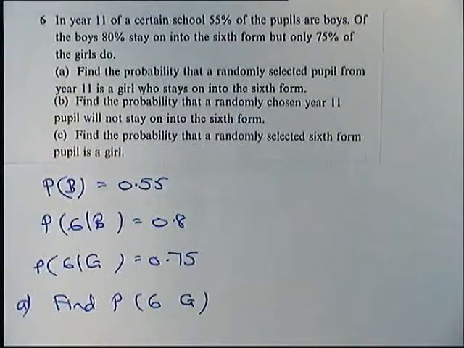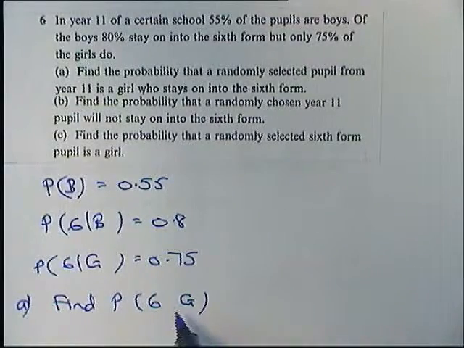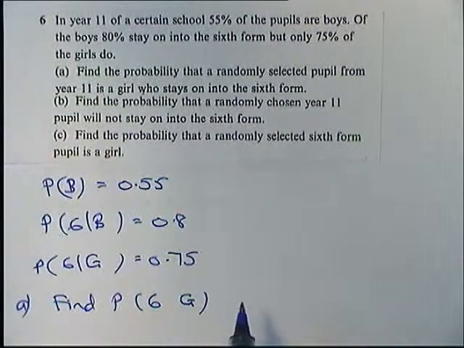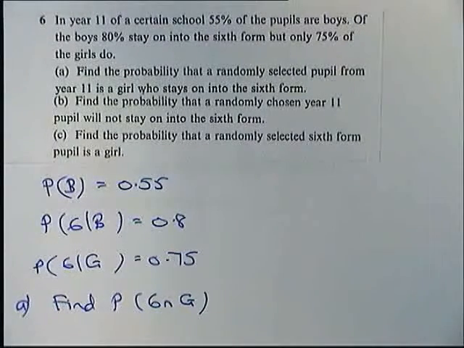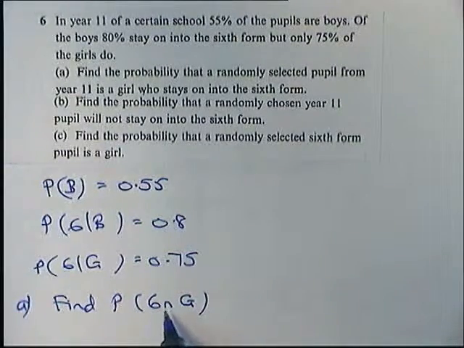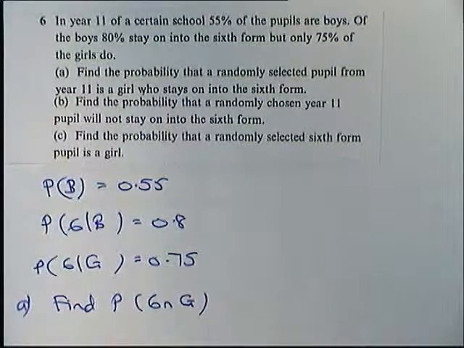Is it 6 union G? I mean intersection. Yes, intersection, that's right. The intersection is both things happening at once. So it's a girl, and that girl has also got to be in the sixth form. Now the word "and" isn't actually in there, but it's a girl who stays on in the sixth form. So the "and" is that intersection, so it's that symbol there.